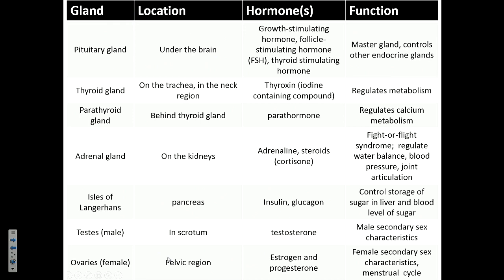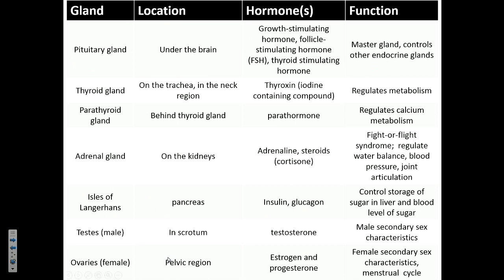But essentially what I've done is I've extracted some information from that table to show you kind of what it is that you have to know. So we're looking at, from this slide that I have, different types of glands that are part of this system, where they're located, what hormones they're responsible for, and what their function in the body is. So these are the kinds of connections that we need to be making when we study this system. So the pituitary gland, located under the brain, for GSH, FSH, and TSH hormones, essentially, you want to identify that as the master gland that's controlling all of the other endocrine glands in the body.